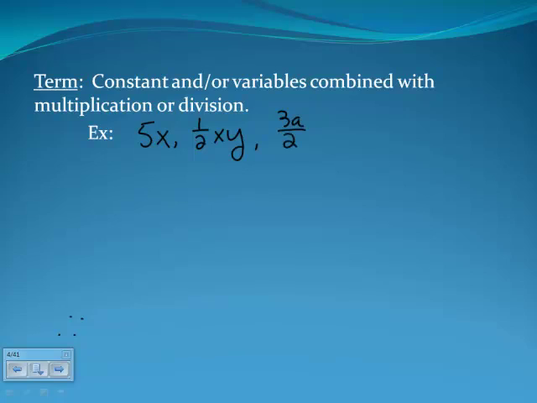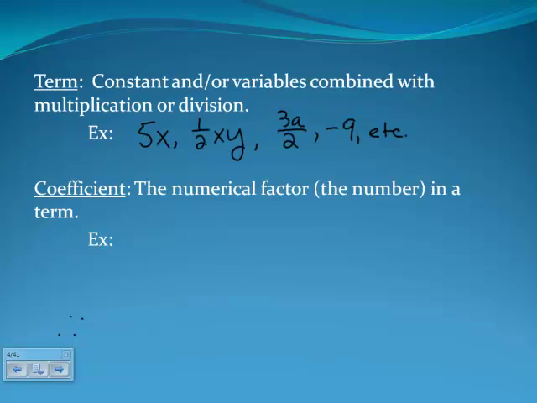3a divided by 2. That would be an example. Negative 9. Notice there's no variable there. That's a single term. And numerous other examples that you could write there. The key there is the separation is all multiplication or division, no addition or subtraction.